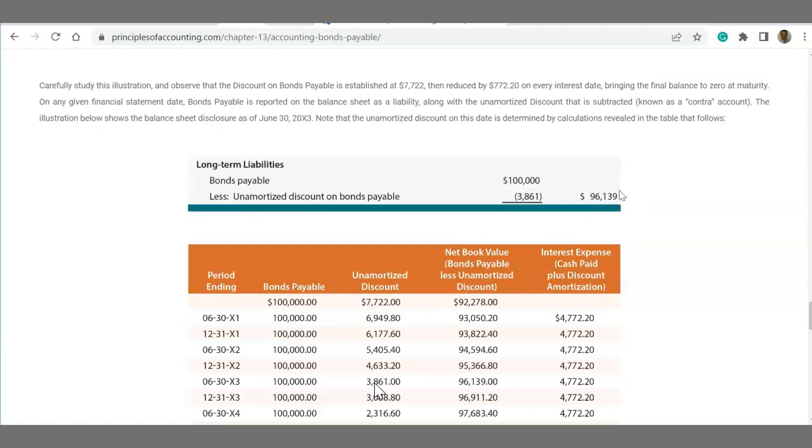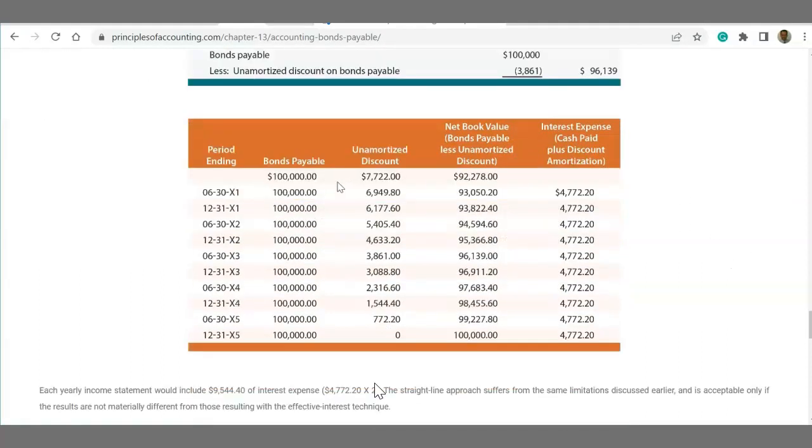And that will be your bonds payable liability at that moment. So at this moment, technically my liability is just $9,639 because I got some unamortized discount still in my schedule that I need to amortize. So here is the schedule again. Your bonds payable is always 100,000. Unamortized discount will be amortized piece by piece, and that's $7,722 at the beginning, but it will keep going down all the way to become zero.